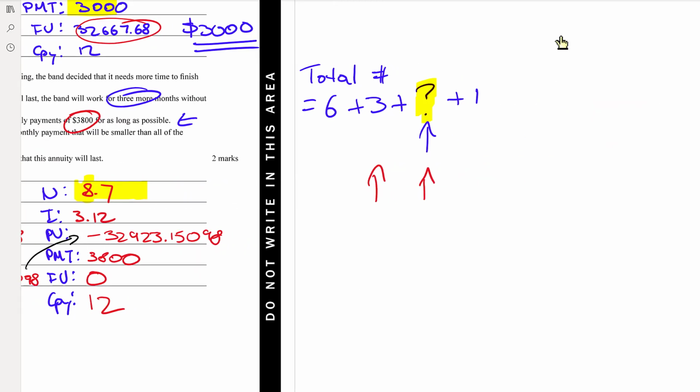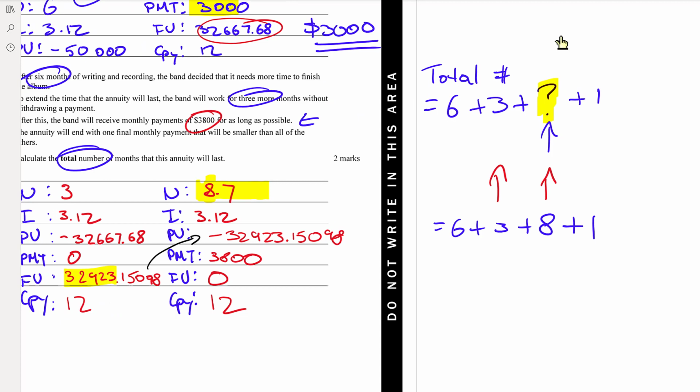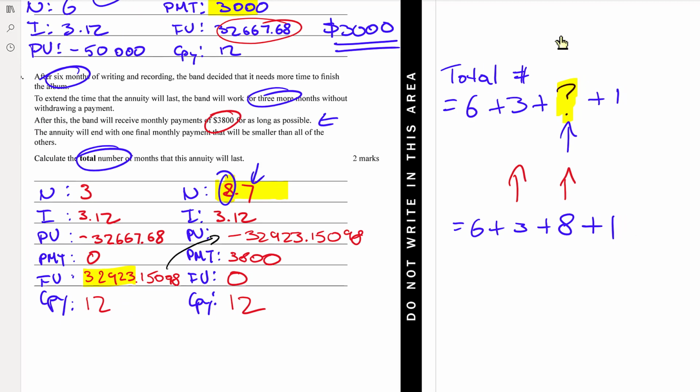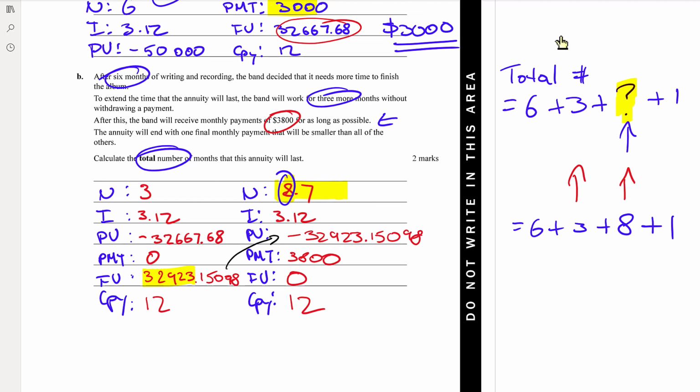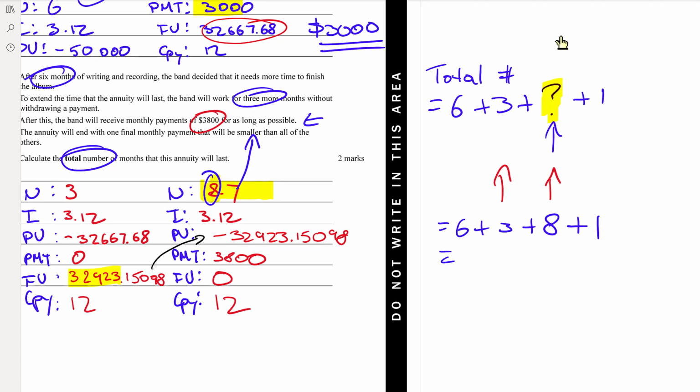All right, so the 8.7, what that is. So that means if we go back to what I drew over here, it equals 6 plus 3 plus, that's 8, and you've got the 1 there. So the 8 comes from this. The 0.7 corresponds to the final payment, that's smaller than the amount. Okay, so that's actually your final payment that's less than the others. Okay, so we add those up. 6 plus 3 plus 8 plus 1 is going to be 18. Okay, so you're going to have a total of 18 payments. And that's how you would do that question.